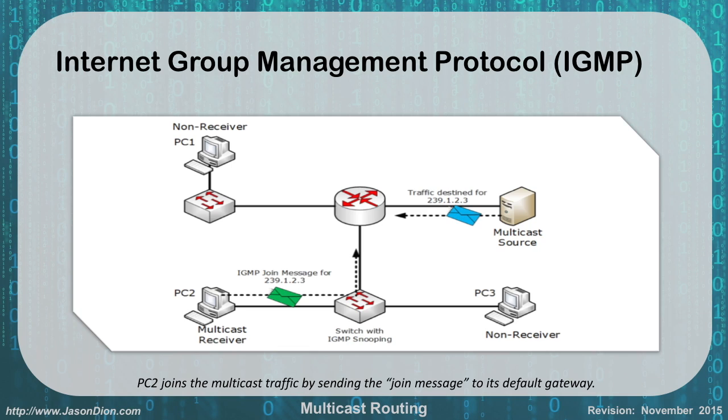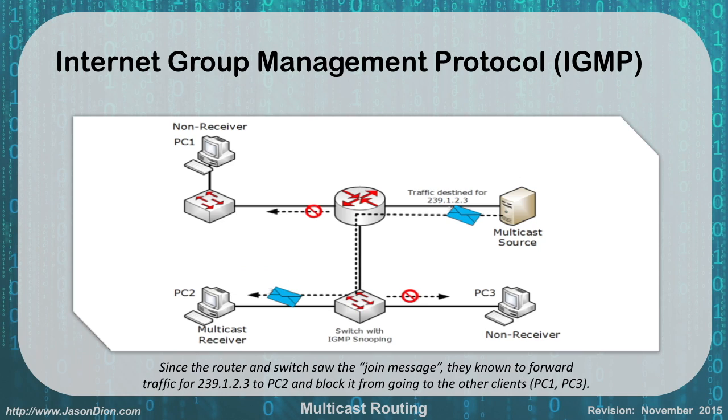So first we have our Internet Group Management Protocol. In this case we have PC2 at the bottom who wants to join the multicast group. So he'll send a join message to his default gateway, which is this router. Now when this router receives traffic from the multicast source, he'll send it directly to PC2 and not to PC1 or 3 because they're not members of this group. If PC1 or PC3 had sent a join message as well, we would see that the single stream from the multicast source would come into the router and be sent to both those receivers. But in this case, only PC2 wanted to receive it, so only PC2 will get it.